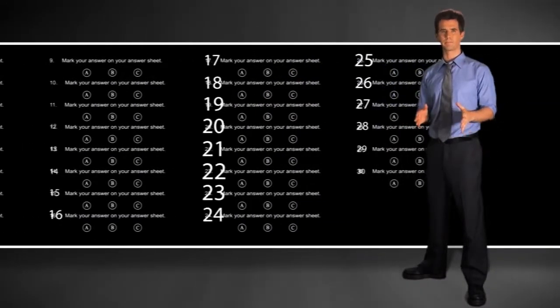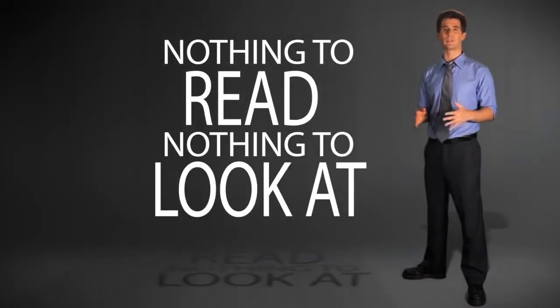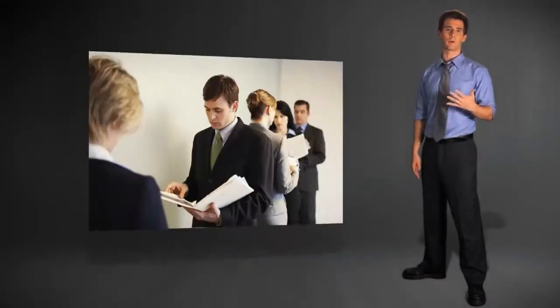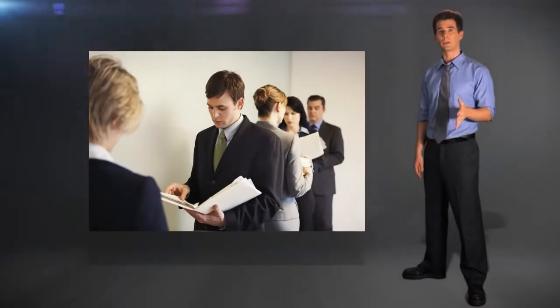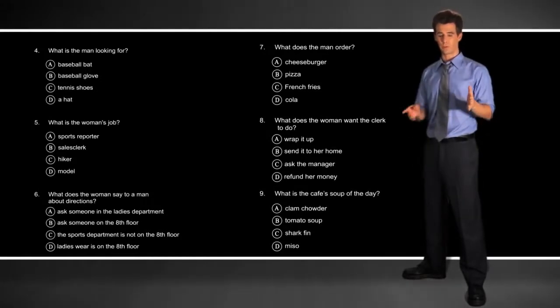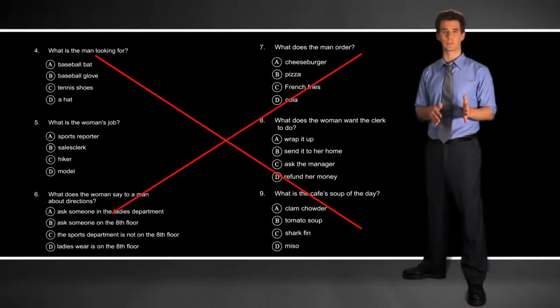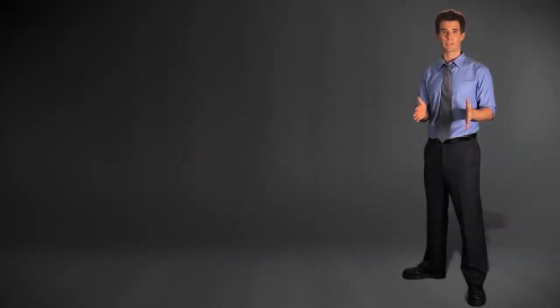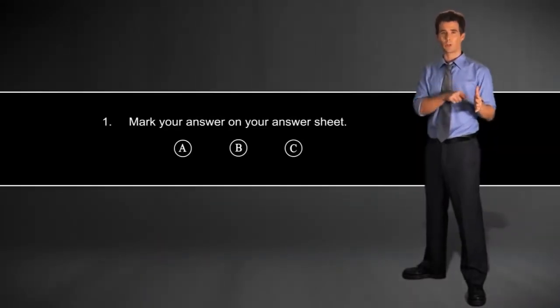In this section, you will have 30 questions. Now, in this section, there's nothing to read and there's nothing to look at. It's not like the photo section where you can look at a picture. And it's not like the short conversation section or the short talk section where you can read the questions and answer choices. Here, there's nothing to read. If you look at the test booklet, it'll say, mark your answer on the answer sheet, and that's it.